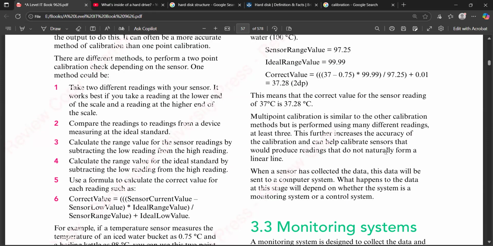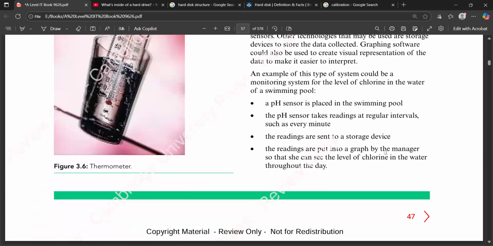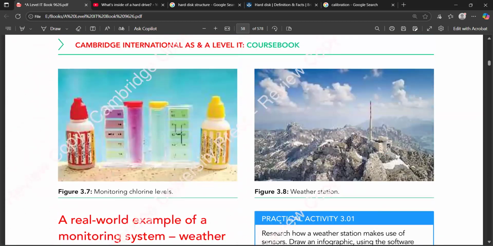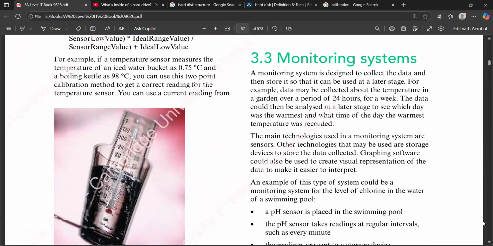Once a sensor has collected the data, it will be sent to the computer system. Then we have 3.3, where we are going to discuss the monitoring systems.